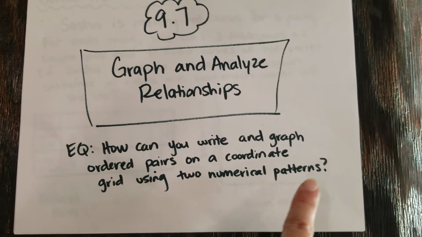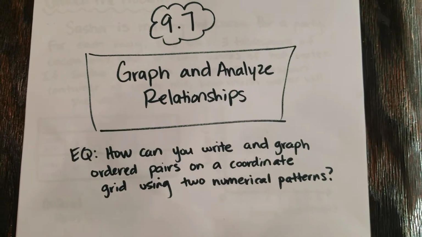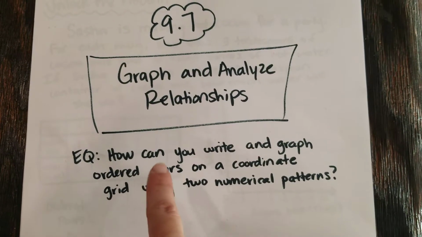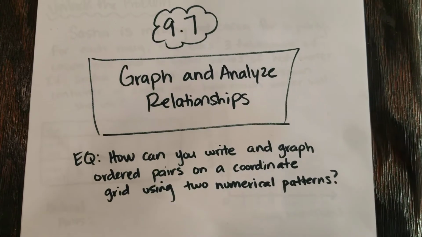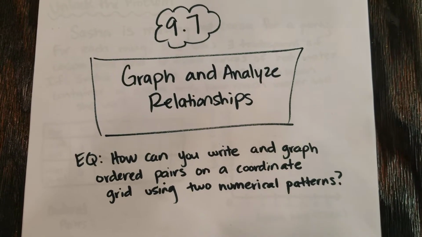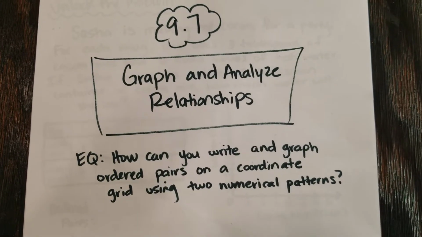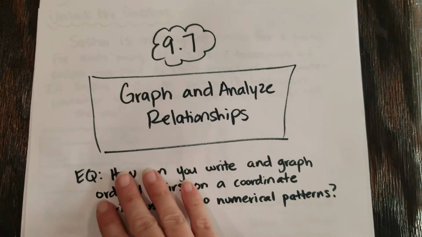So we've been working with number patterns for the last two lessons, putting them in tables, finding a rule. Now we're going to use those numbers to make ordered pairs and put them on a coordinate grid. We're taking all of this stuff in chapter 9 that we've been working on, and we're putting it all together in this lesson, okay? This is the last lesson of chapter 9, so it's kind of bringing it all together. So let's check it out.